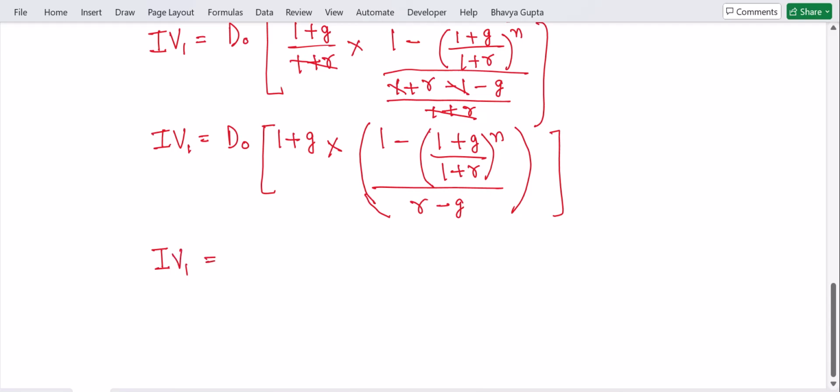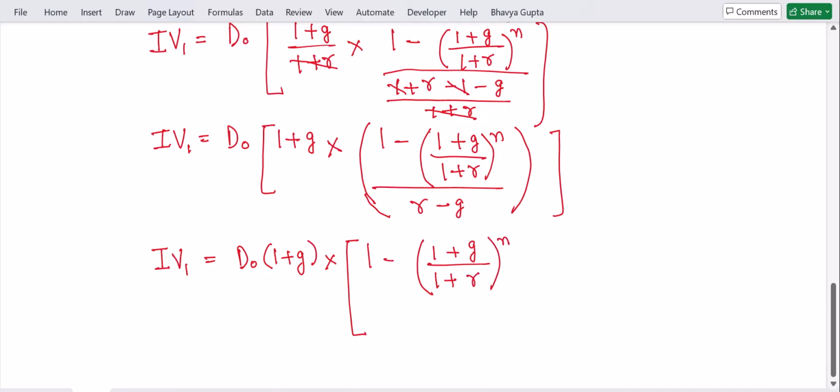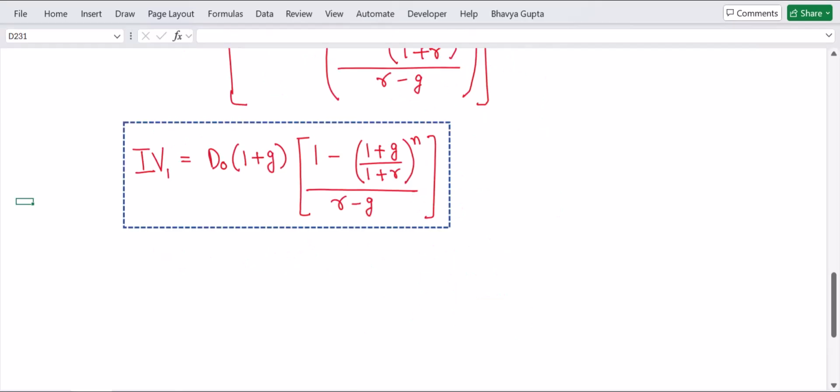IV1 is equal to D0 into 1 plus G, right, into 1 minus 1 plus G upon 1 plus R raised to power N upon R minus G, and let's close the bracket. So this is the equation that we will finally use.